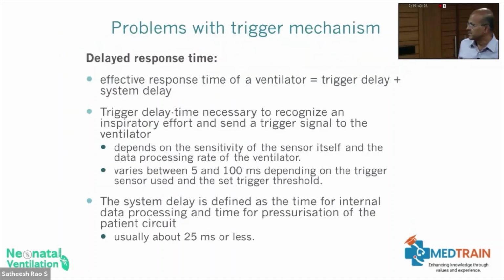So the effective response time is a combination of the trigger delay and the system delay. I told you that the system delay has become much lower these days with advanced ventilators. Previously we used to talk of 50 to 100 milliseconds. Now it's much shorter than that. Even 5 milliseconds delay can be there. The system delay has dropped well below the 25 milliseconds I've mentioned there. So the systems are getting more sophisticated. They're quicker in acting, but you need a good system.